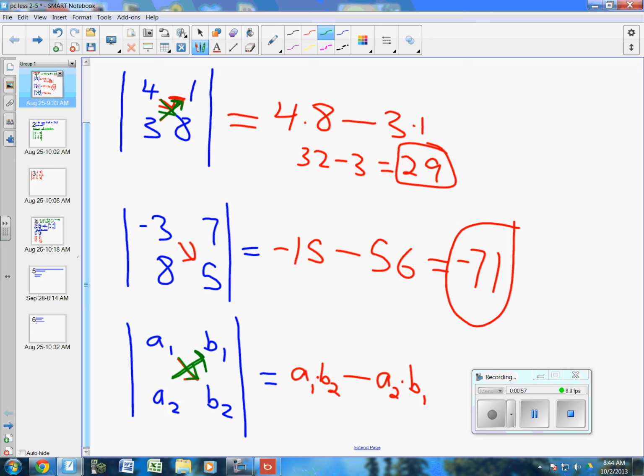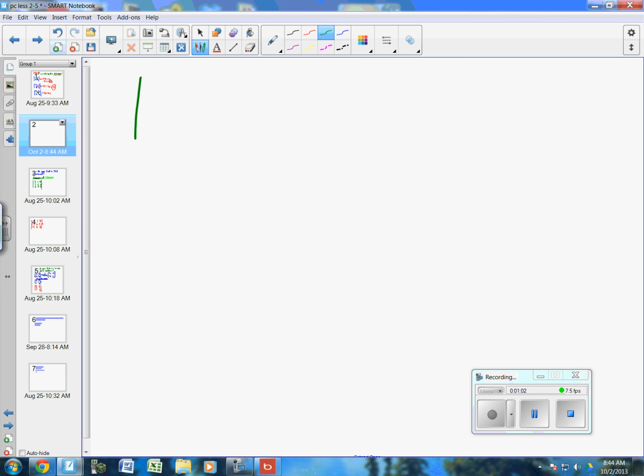Next one. Actually, I'm going to give you a couple more. Everybody, find the value of this determinant right here. Going to give you 30 seconds. When you got it, everybody compare it with each other at your table.